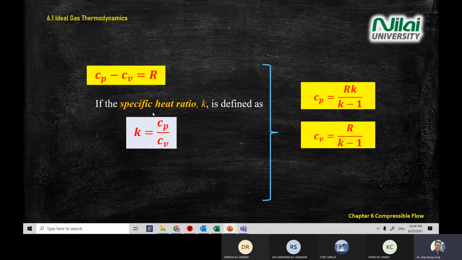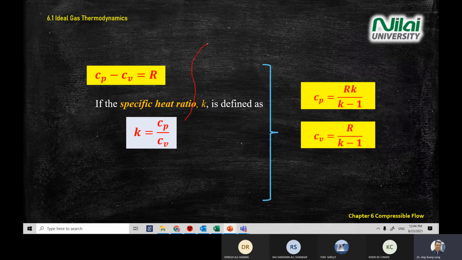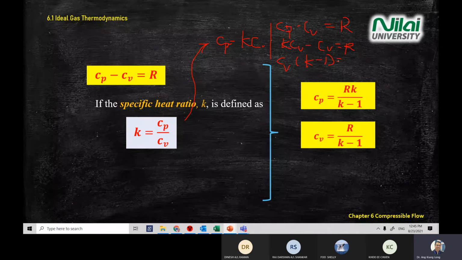You substitute Cp and Cv inside here. Let's say you want to write Cp, so Cp equal to k Cv. I'll do one substitution for you. You rewrite Cp equal to k Cv, then substitute inside here. So you have Cp minus Cv equal to R. You know that Cp is equal to k Cv, so k Cv minus Cv equal to R. You can factor this one out: Cv times (k minus 1) equal to R.